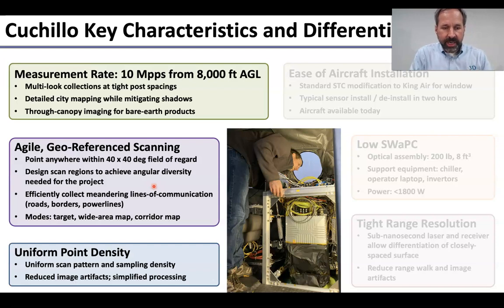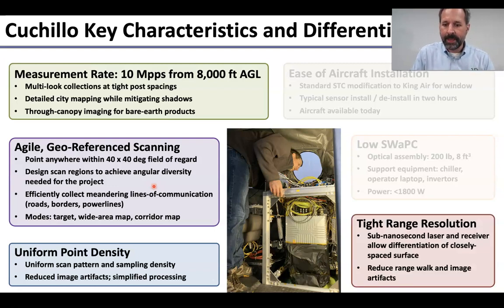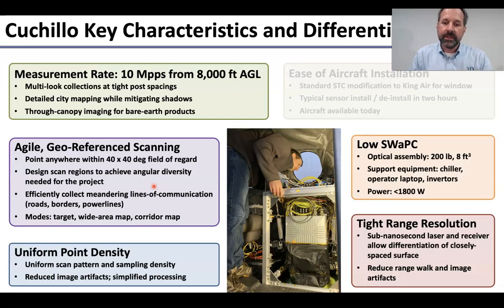The scan pattern is quite uniform, and having a detector array, a camera that's imaged onto the ground, gives us very good sampling uniformity. And the consequence in products that you give to your customer is you have reduced artifacts, and it also makes the processing a bit simpler. Our range resolution is sub-nanosecond, which means we can differentiate closely spaced surfaces in the range direction, and it also reduces range walk.